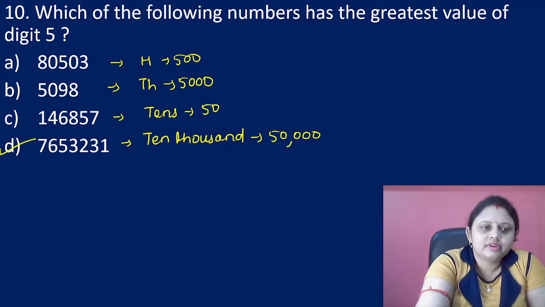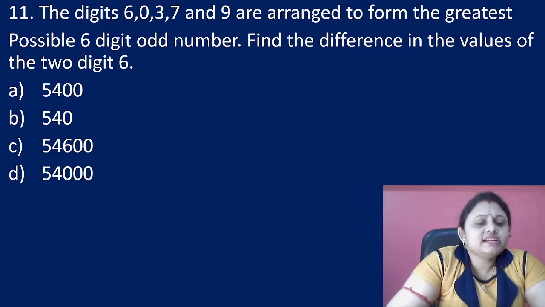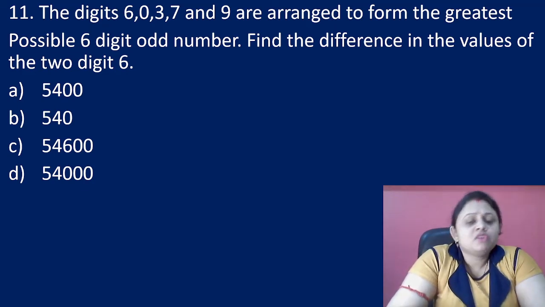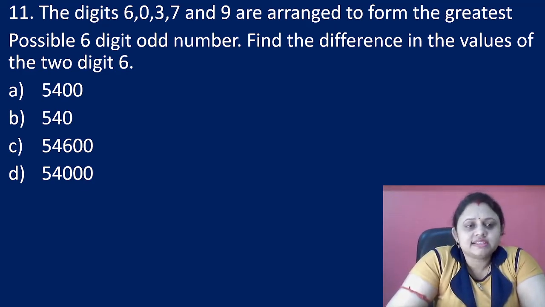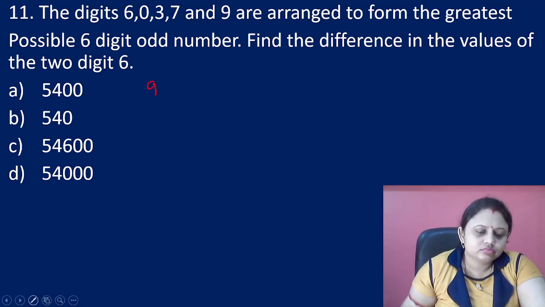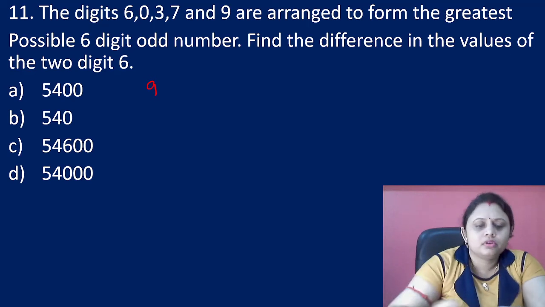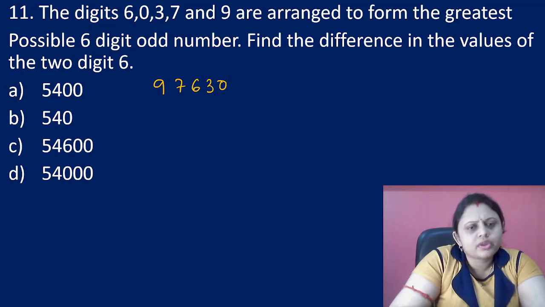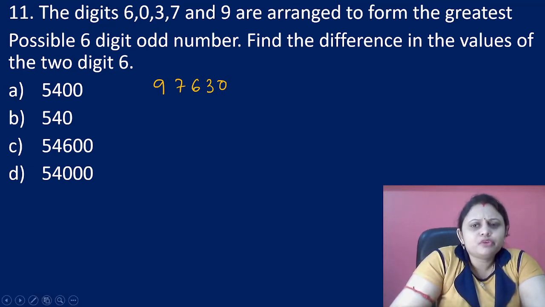Okay, next question: the digits 6, 0, 3, 7, 9 are arranged to form the greatest possible 6-digit odd number. Find the difference in the values of the two digits 6. So to find the greatest number, we arrange all the digits in descending order. So what will be the number? 9, 7, 6, 3, 0. Let me change the color of the pen. So 97630. Okay, it is a 5-digit number, but we need a 6-digit number.